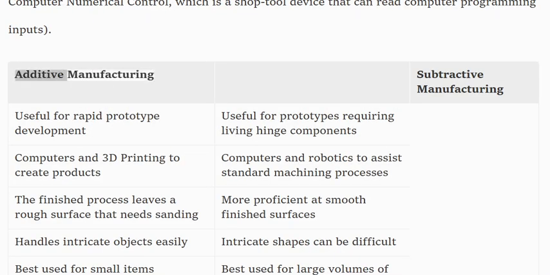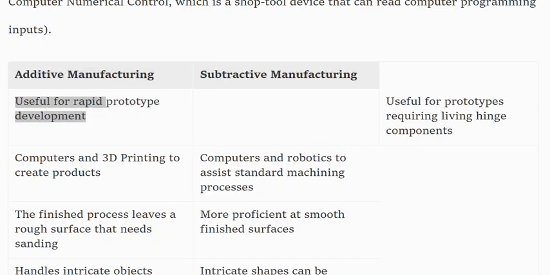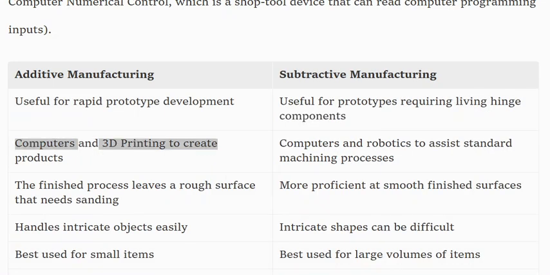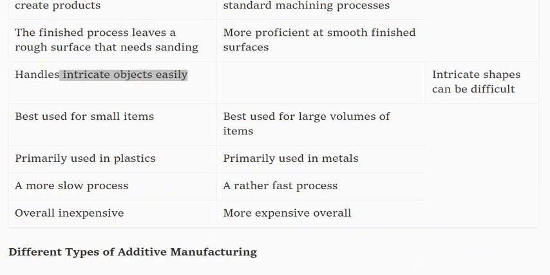Additive manufacturing: useful for rapid prototype development, useful for prototypes requiring living hinge components, uses computers and 3D printing to create products. The finished process leaves a rough surface that needs sanding. Handles intricate objects easily. Subtractive manufacturing: uses computers and robotics to assist standard machining processes. More proficient at smooth finished surfaces. Intricate shapes can be difficult.